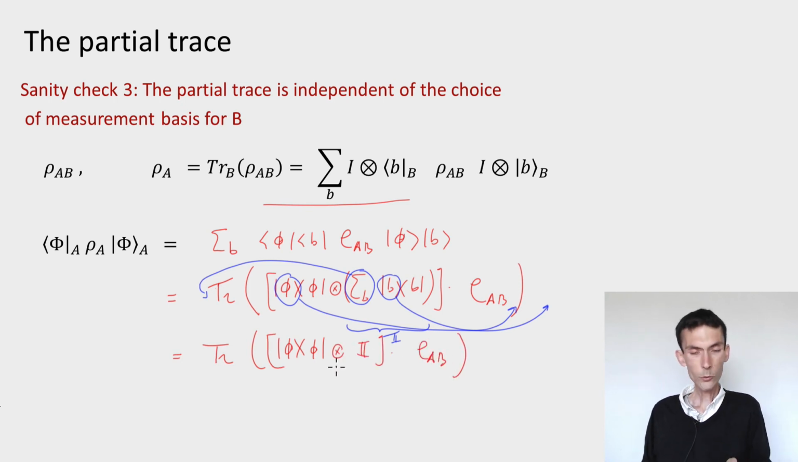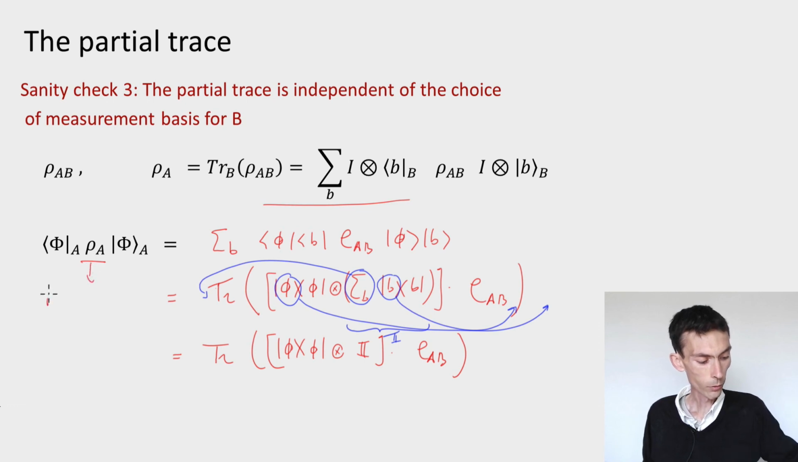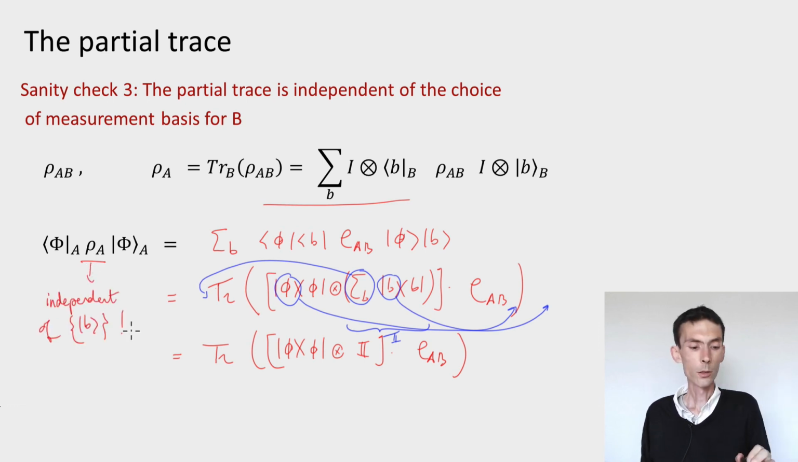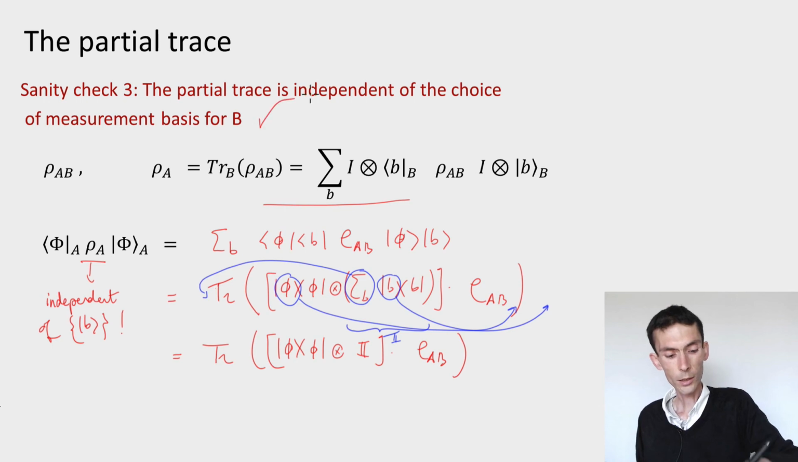And you see that the end result here has no more mention of the basis B, it's been replaced by the identity. So this last expression is independent of the choice of basis that I made, which means that the initial expression, the overlap of Rho A as I defined it with any pure state phi, is independent of the choice of basis that's made in the computation of Rho A, which means that Rho A itself is independent of the choice of the basis B. Good. Our third sanity check passes.